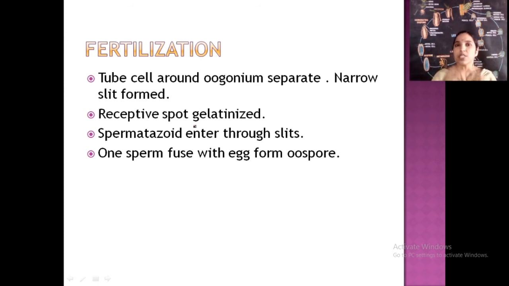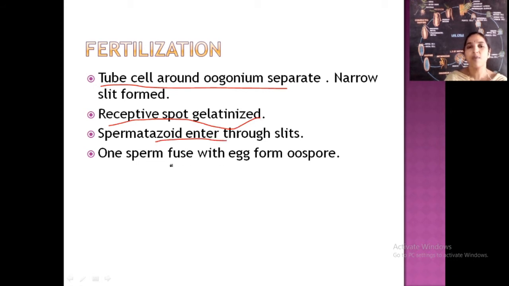Through the opening, the spermatozoids, which are biflagellate, coiled structures, as we already discussed, enter and fuse with the egg nucleus, forming the oospore. Clear? So, what is the first step? Tube cells around the oogonium separate. Then the receptive spot becomes gelatinized. Then the spermatozoid enters, and the last step is sperm fusion. The resulting product is the oospore.